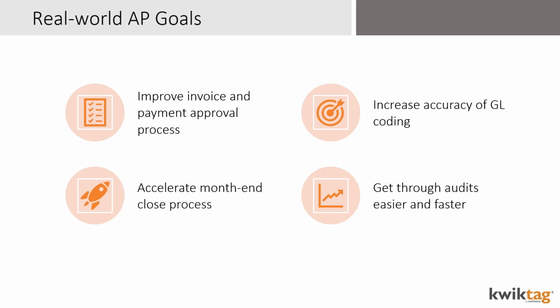So of course, a result of that was they wanted to accelerate their month-end close process so that they could get through audits faster and easier, whether that was an internal or an external audit. And so they implemented AP automation with us. We call it KwikPayables Accelerate. You're going to see a demo of that in a little while.